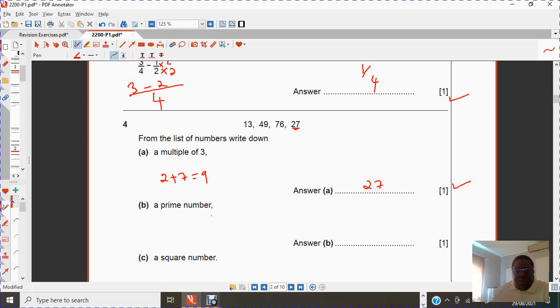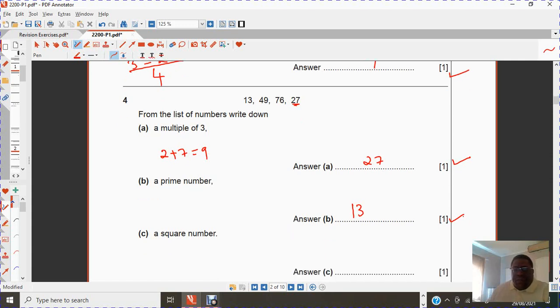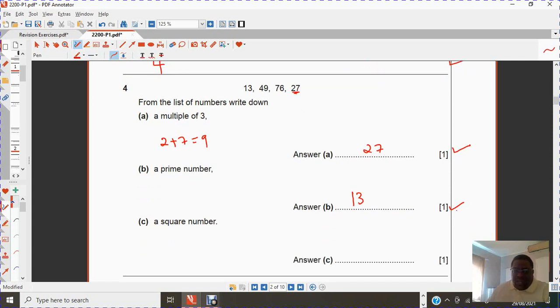Okay, a prime number is a number with only 2 factors. So 13 is the only one, not 49. 49 is 7 times 7, so it has 1, 7 and 49 itself. All right, so the answer there is 13. The square number, again, I spoke about it, it's 49 because 49 is nothing but 7 times 7.